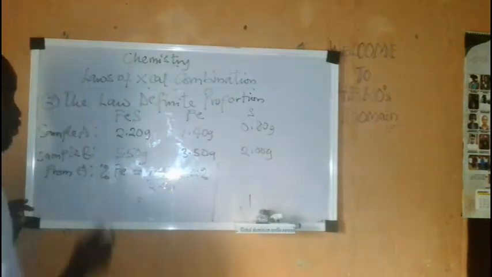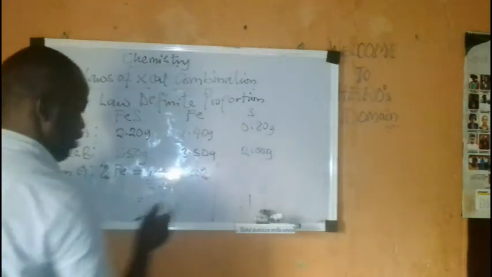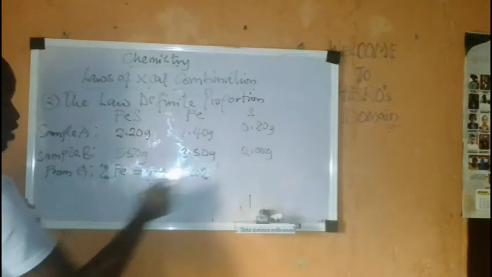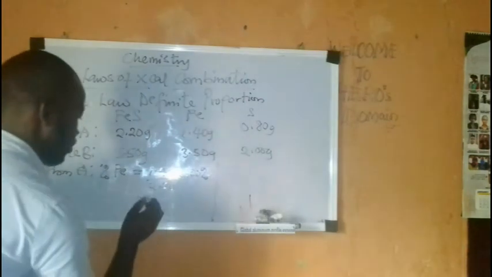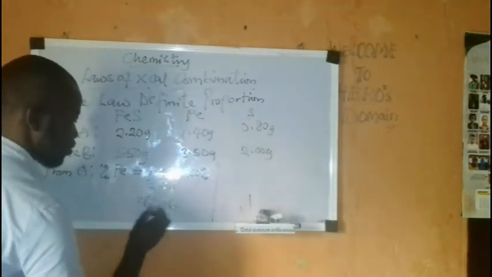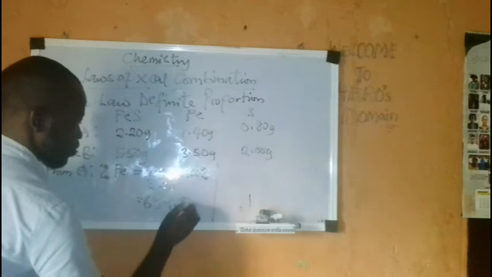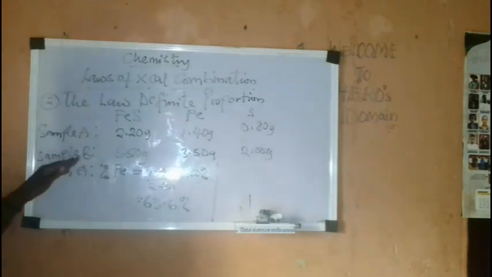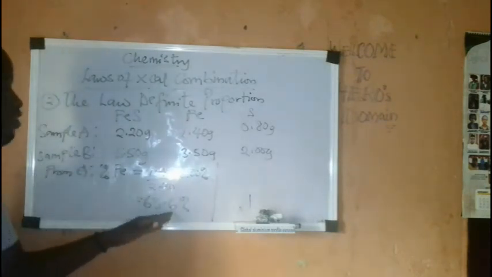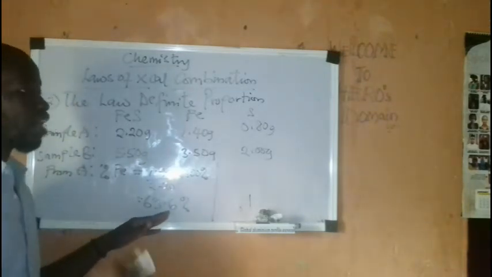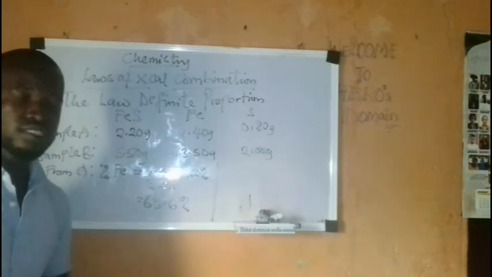Now this gives us a value. Let's compute this. What is our value? 1.4 over 2.2 times 100. When you do this, it gives us 63.6%. Alright, now let's try sample B and see if it still gives us this, or something close to this, or something slightly above it. If so, then it obeys the law of definite proportion.